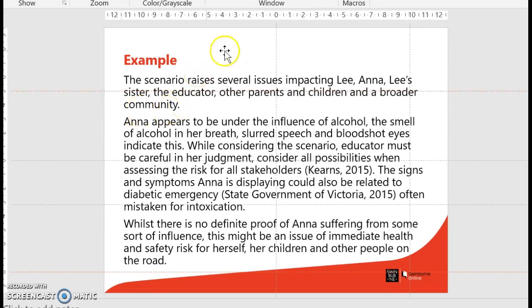And here's an example of an analysis. You can read that in a minute. I'll provide these slides on the discussion board, and that will help you get started with your analysis and demonstrate the kind of depth required there.